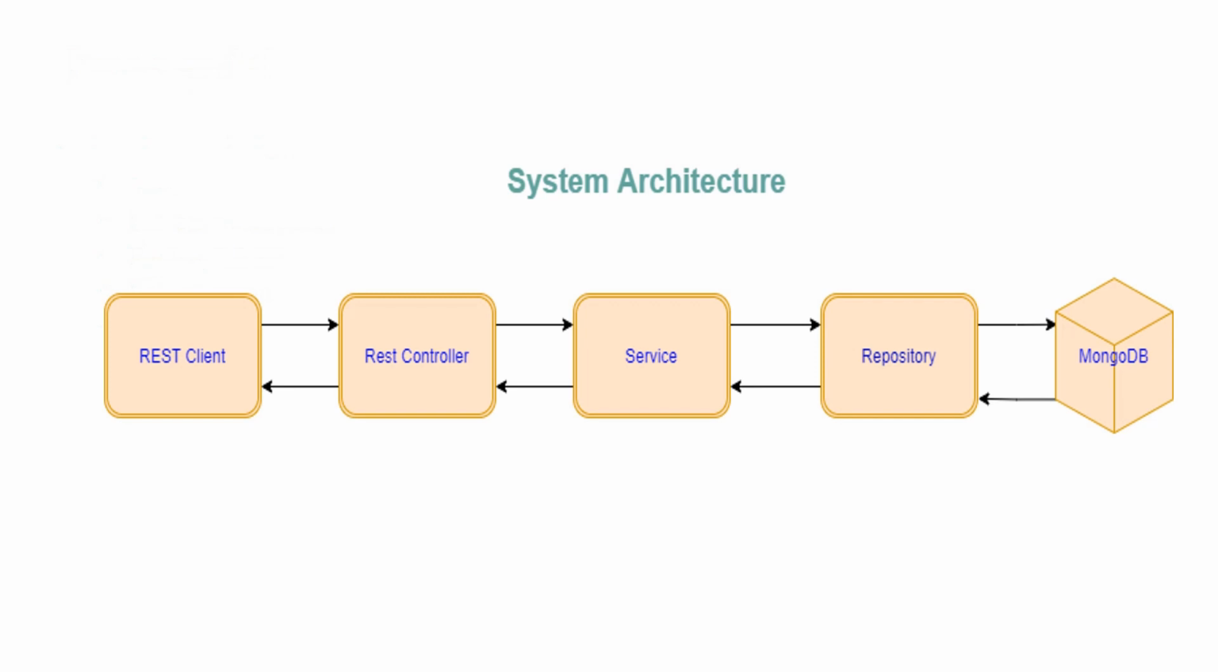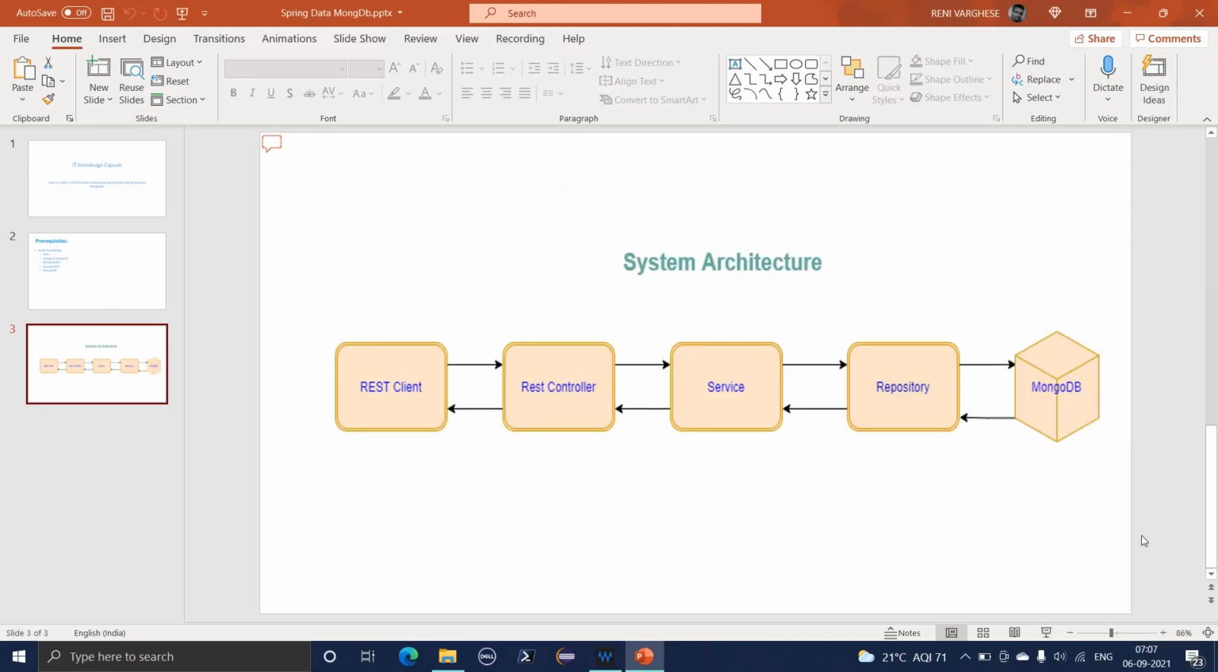The application architecture we are trying to follow is something like this. We will have a REST client which communicates with the REST controller, which in turn communicates with the service layer, which communicates with the repository, which in turn communicates with the MongoDB database. We are not going to create any custom client here. We will be using Postman as the REST client, which is basically used for testing different functionalities of the application we are developing. It's a fully demo-oriented session. Clear? So without much delay, we are moving into the application development.